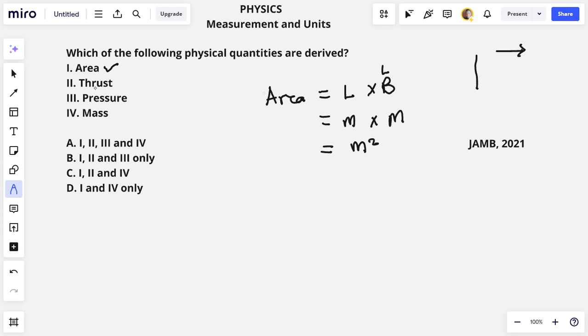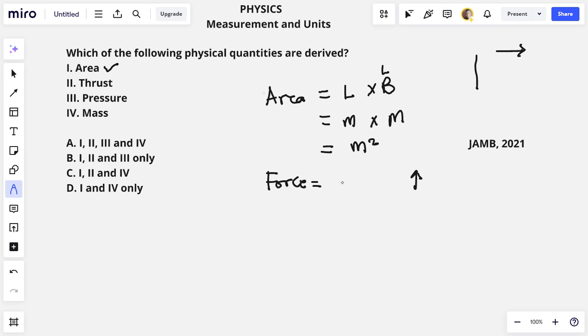So let's look at thrust. Thrust means a force that tends to push a body up. For instance, in Archimedes' principle, when a body is being submerged in water, it experiences an upthrust. That's an upward force, a force that tries to stop that thing from sinking, to keep it afloat. So thrust, in its basic definition, is a force.